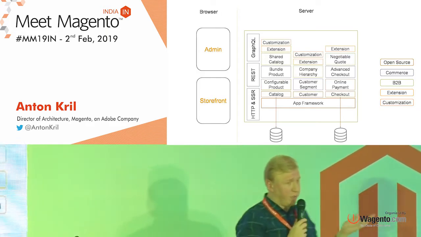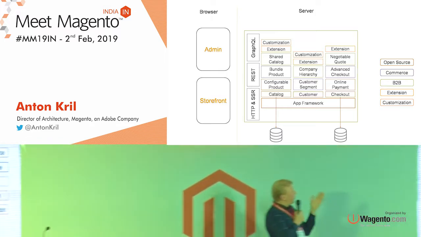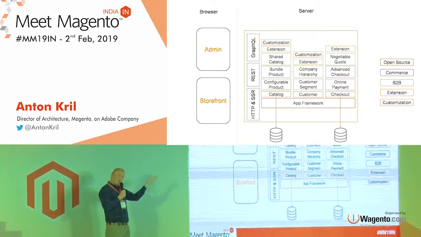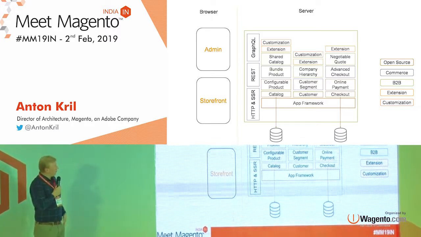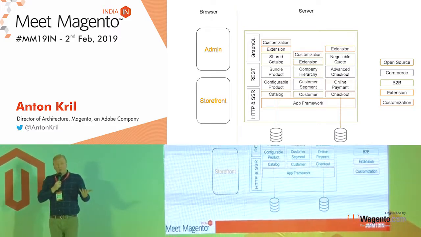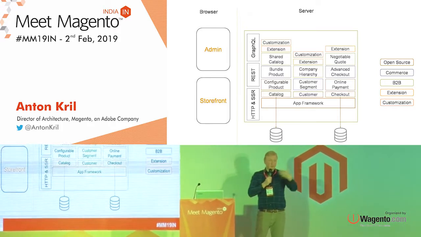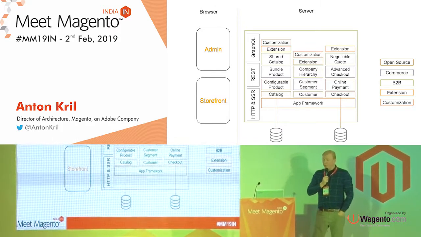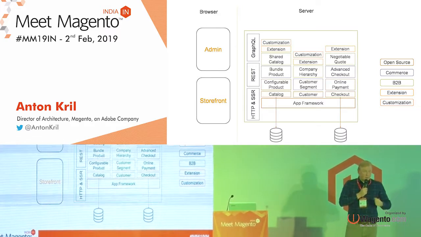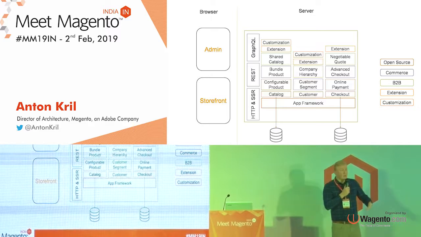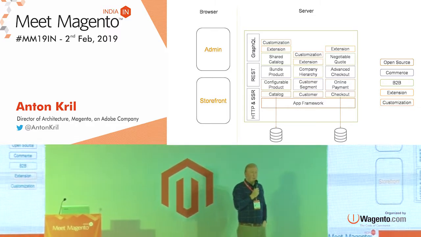Okay, so this is what we have today. This is at least how I imagine Magento in my head. We have the browser side, admin front end, storefront front end. And we have the server side. The server side is modular. Today we expose HTTP server-side rendered UI and REST APIs. Behind those REST APIs and server-side rendered content, we have modular code. So we have modules like catalog, checkout, sales, customer, wish list.